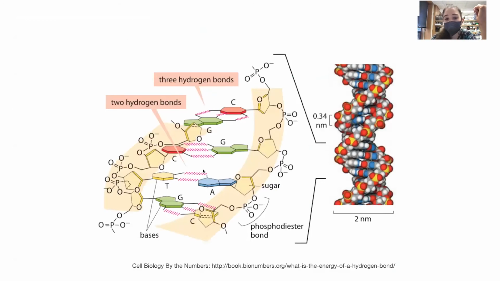But the hydrogen bonding, of course, is really important for determining the specificity, the base pairing specificity. So what binds with what? It's just not the major driver for stabilizing the DNA helix.